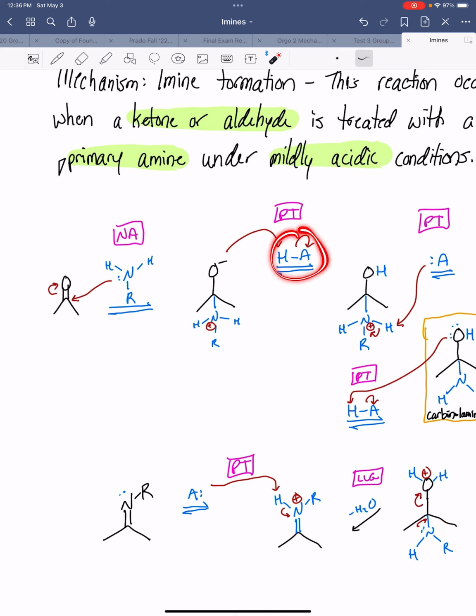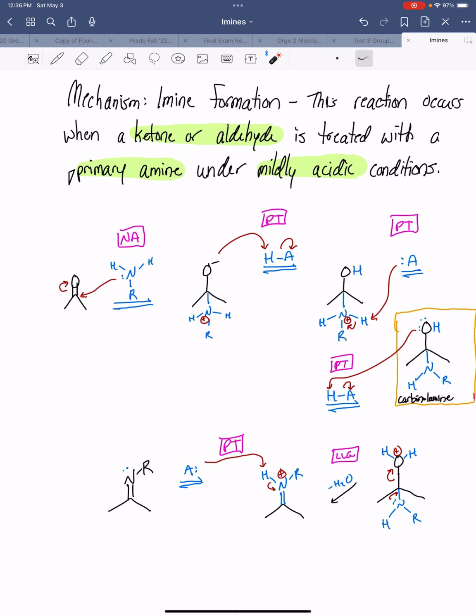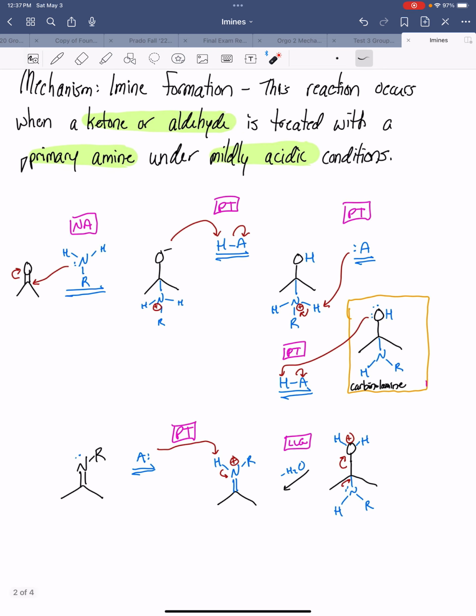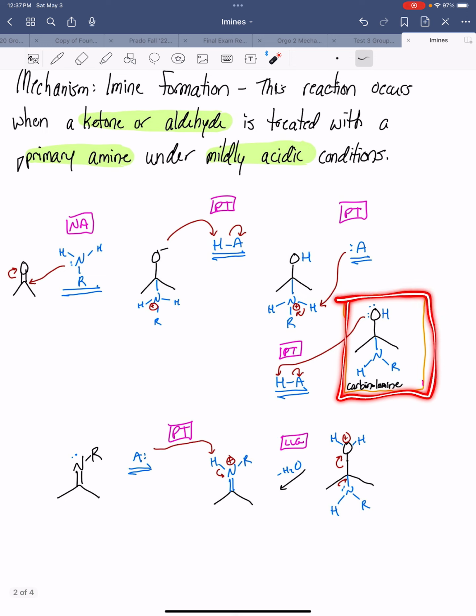And so HA just represents some acid, okay? So if an acid loses a proton, A with a lone pair represents the conjugate base of that acid, just for reference. So now we've taken care of this charge here and formed this alcohol. And then we're going to take the conjugate base of whatever our acid is and deprotonate this hydrogen located off of our amine group. And it's going to take us to this nice, convenient neutral halfway point circled here in this orange box. This molecule in itself is called a carbinolamine.